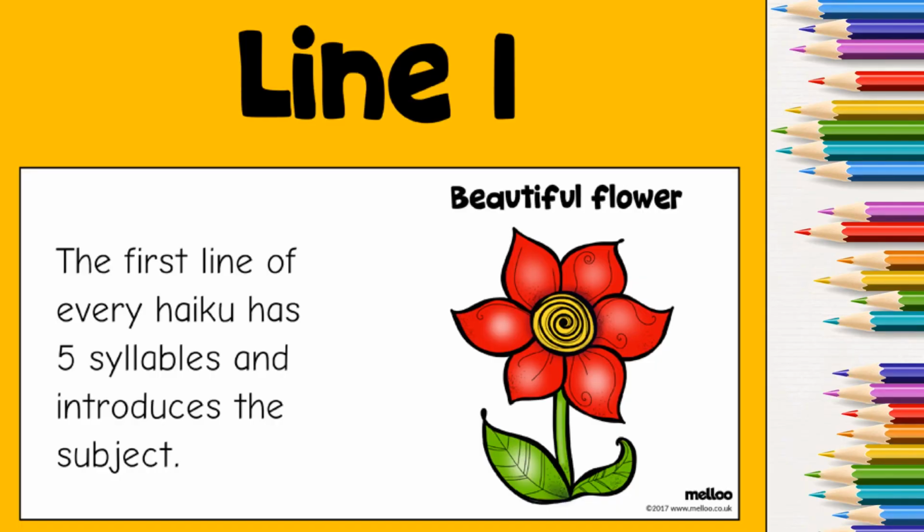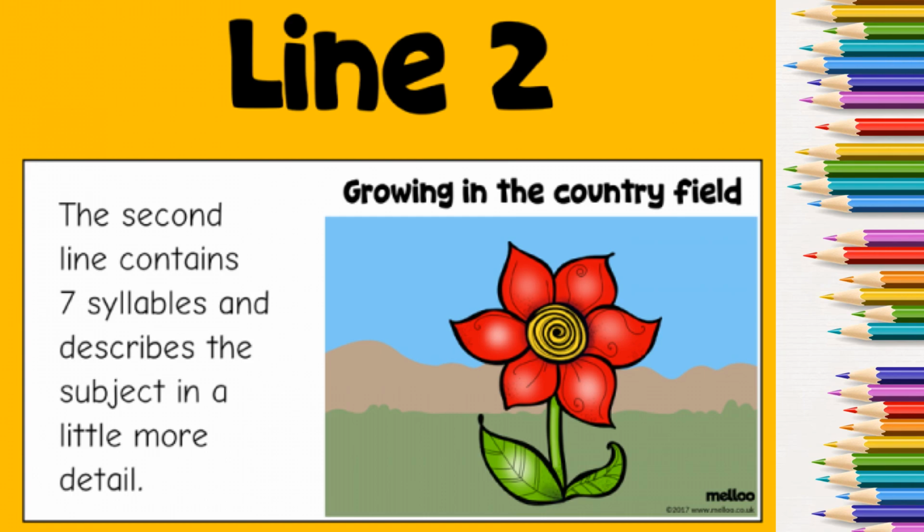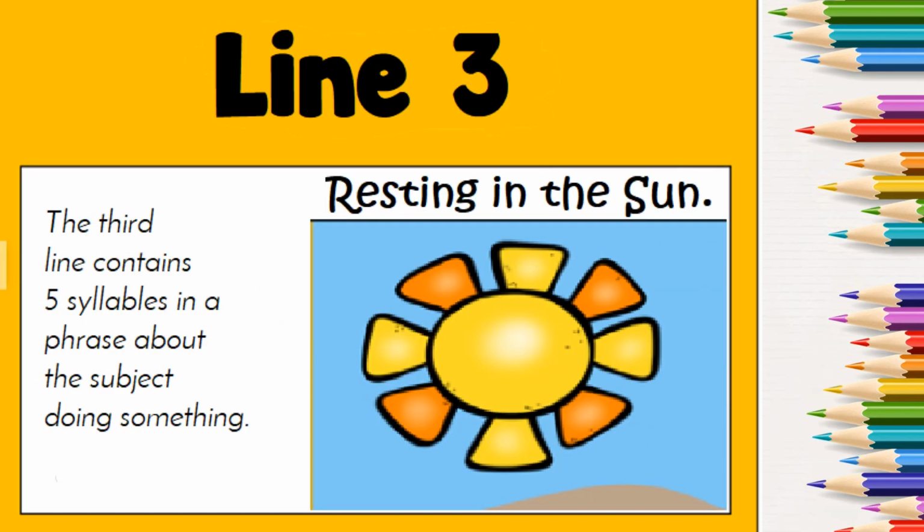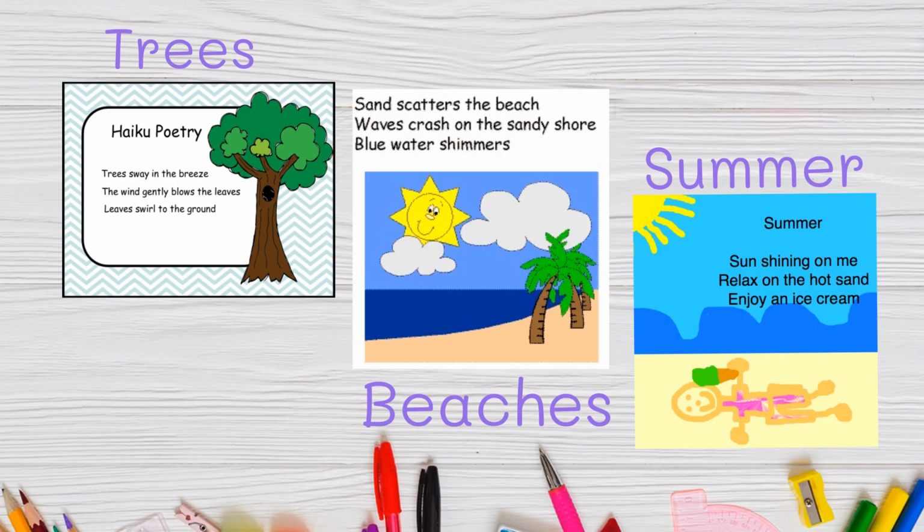Let's take a closer look at the pattern of a haiku poem. Line 1 is 5 syllables and it introduces the subject. Line 2 has 7 syllables and it describes the subject in a little more detail. And line 3, this is 5 syllables and it is a short phrase that describes what the subject is doing. Here are a few examples of haiku poems. Remember, they're all written about nature.